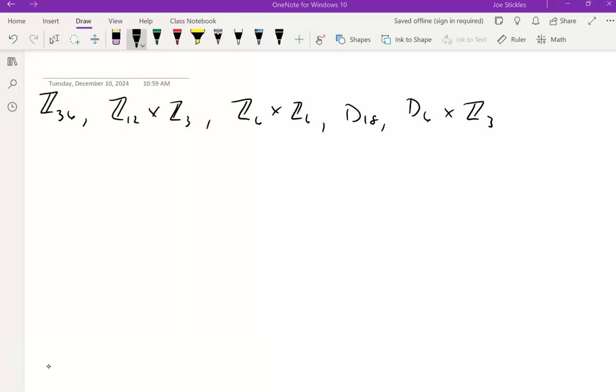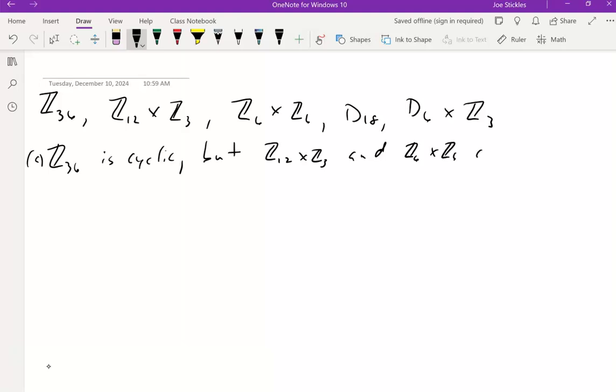They're not all cyclic, right? Good. Because remember, they have to have exactly the same structure if they're going to be isomorphic. So for your answer for part A, Z36 is cyclic, but Z12 cross Z3 and Z6 cross Z6 are not.